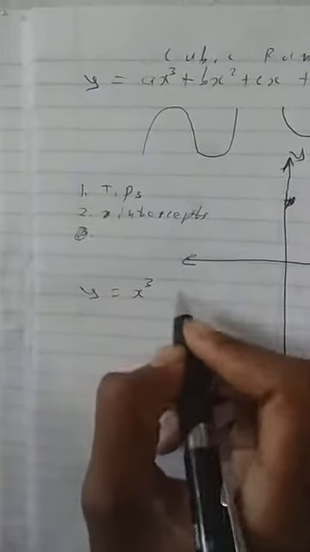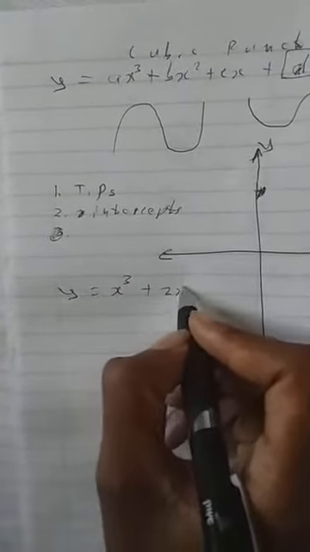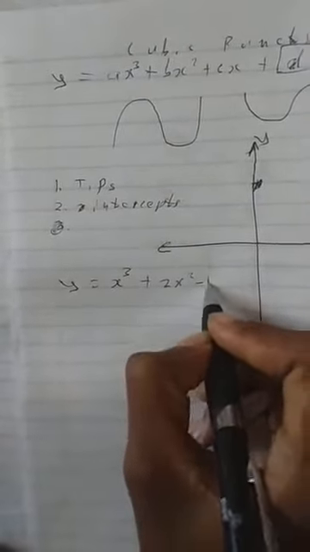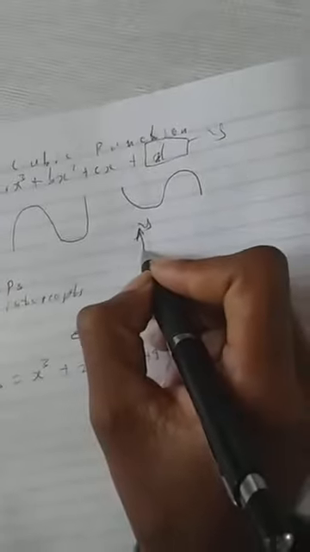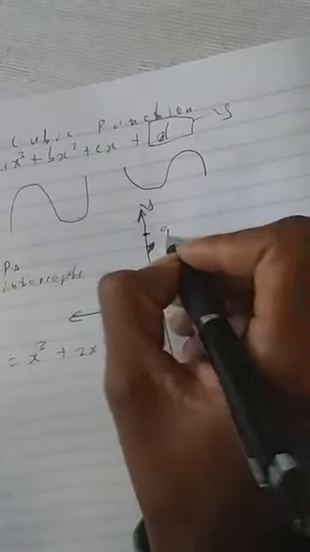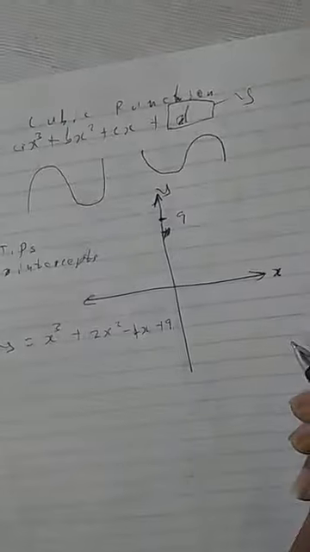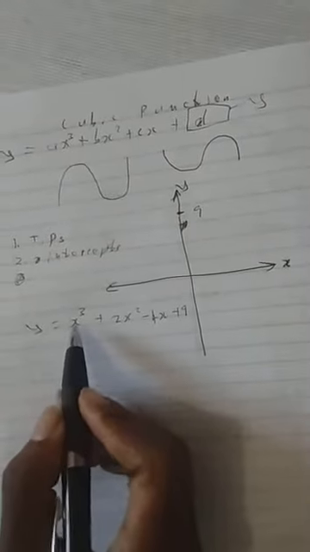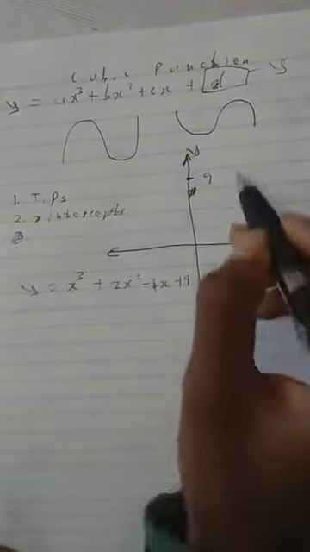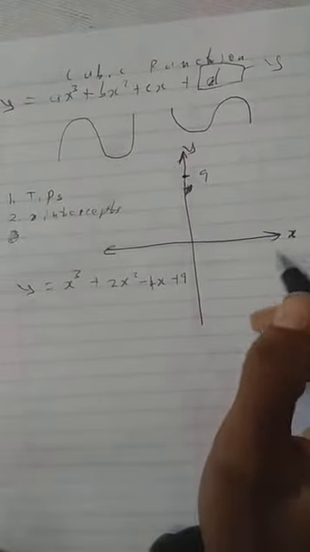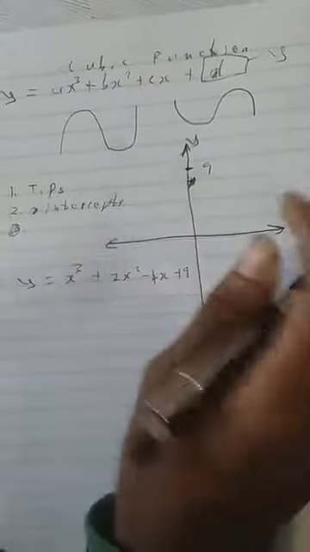Okay, let's start by giving ourselves an example here. Let's say y equals x to the power 3 plus 2x squared minus 4x plus 9. That means our y-intercept is 9. Let's say this is 9, so our graph has to cut at 9, right? But our graph has to have this shape, meaning first curve down and curve up, right?